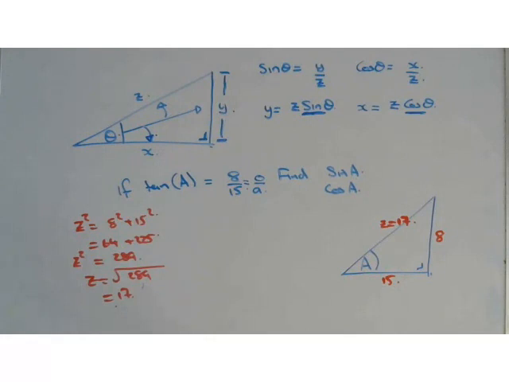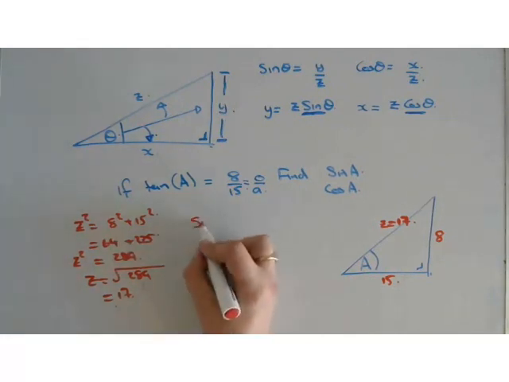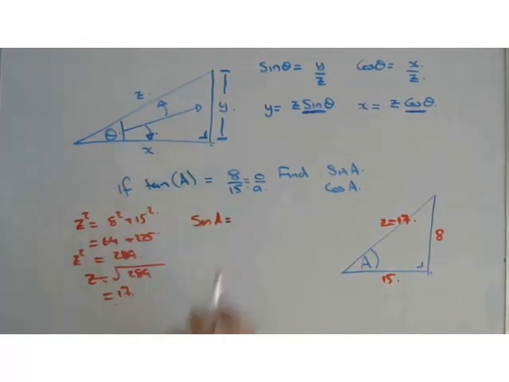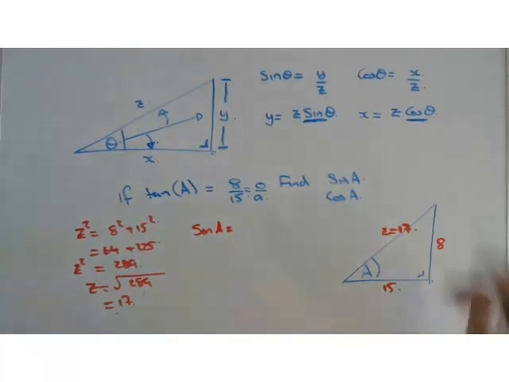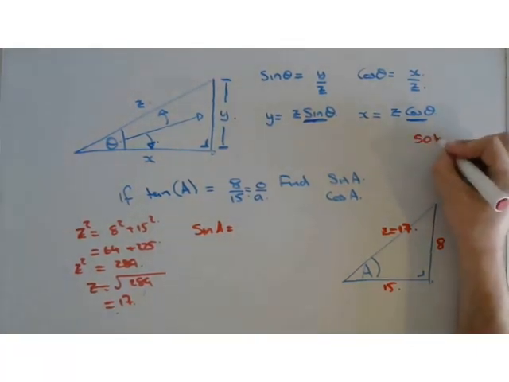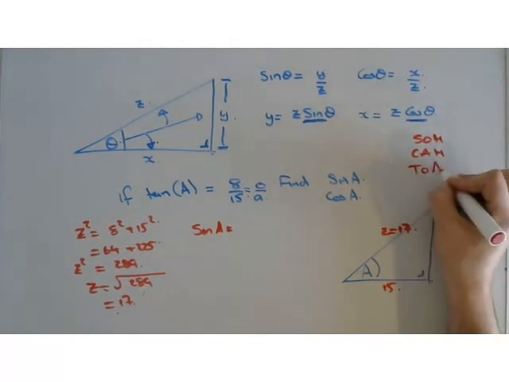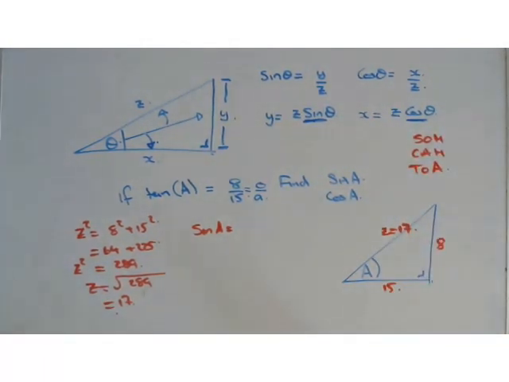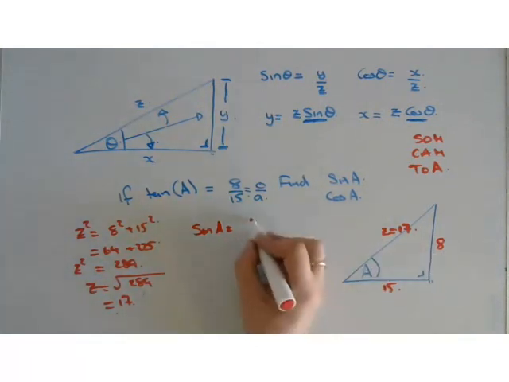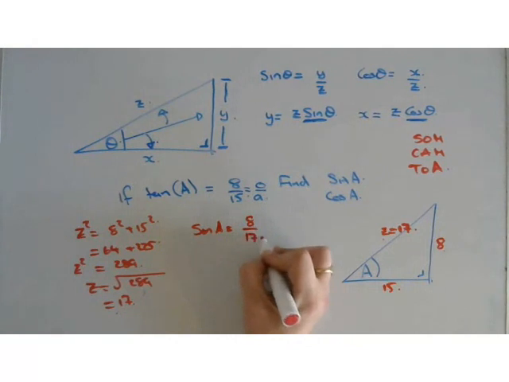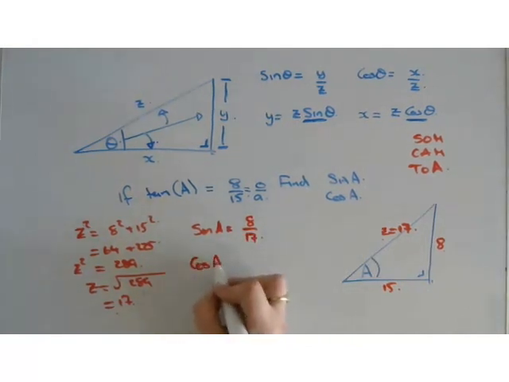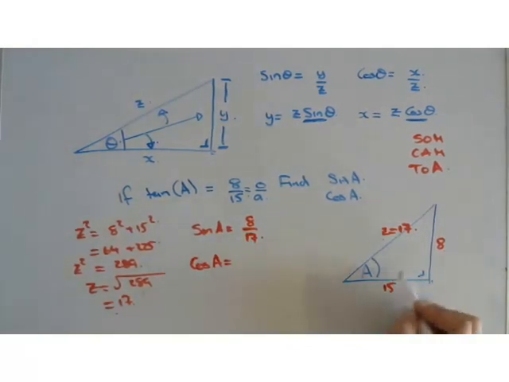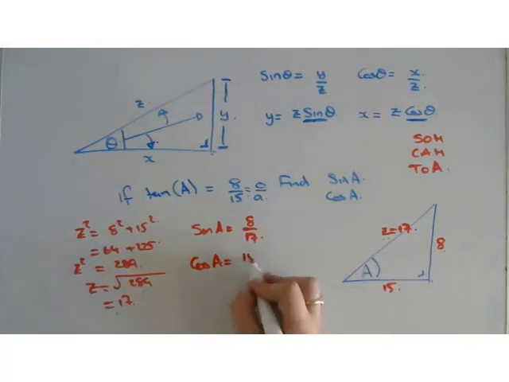Okay. Then sine of A, remember this, it's silly old Harry caught a herring trawling off America. So sine of A is opposite over hypotenuse. That's 8 over 17. And the cos of A is adjacent over hypotenuse, which is 15 over 17.